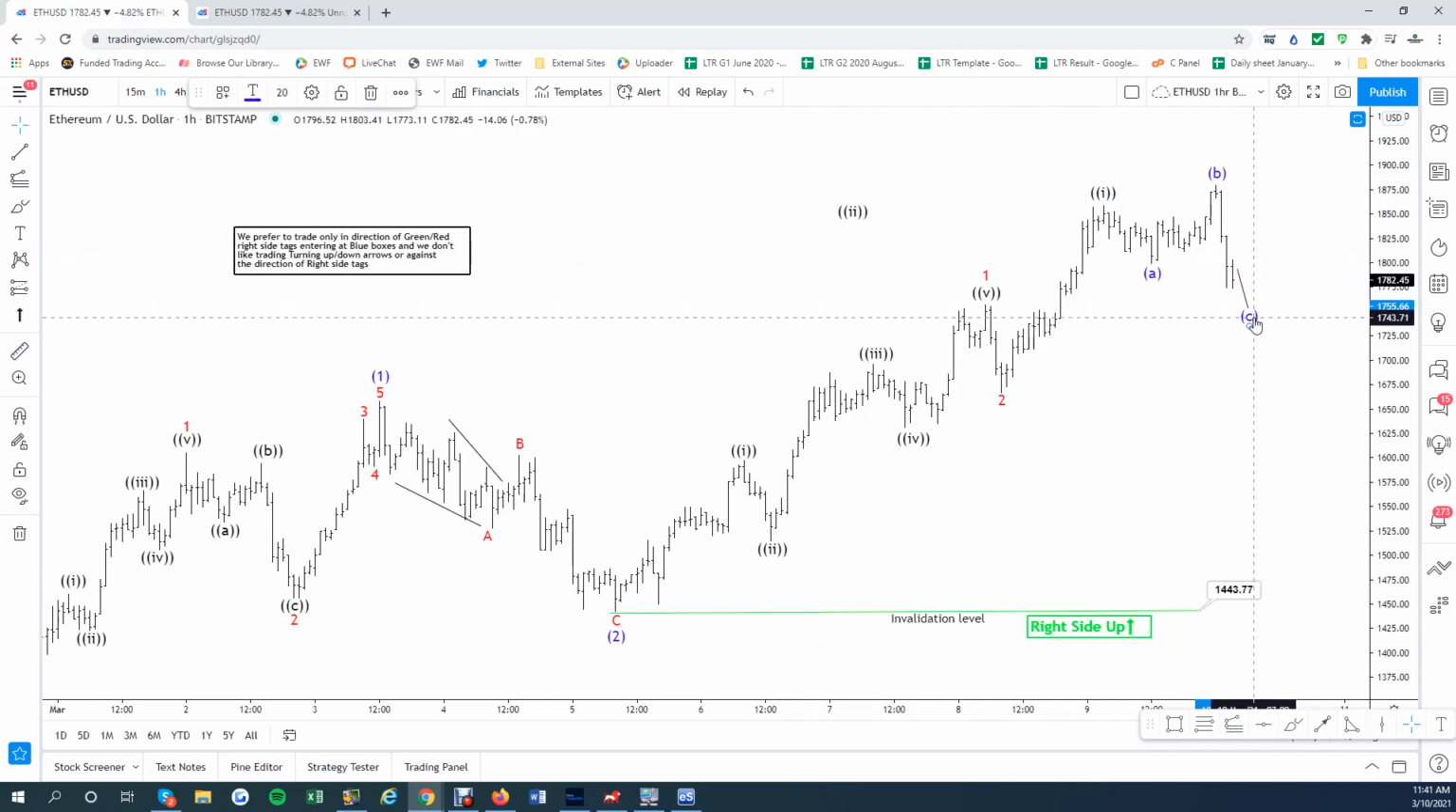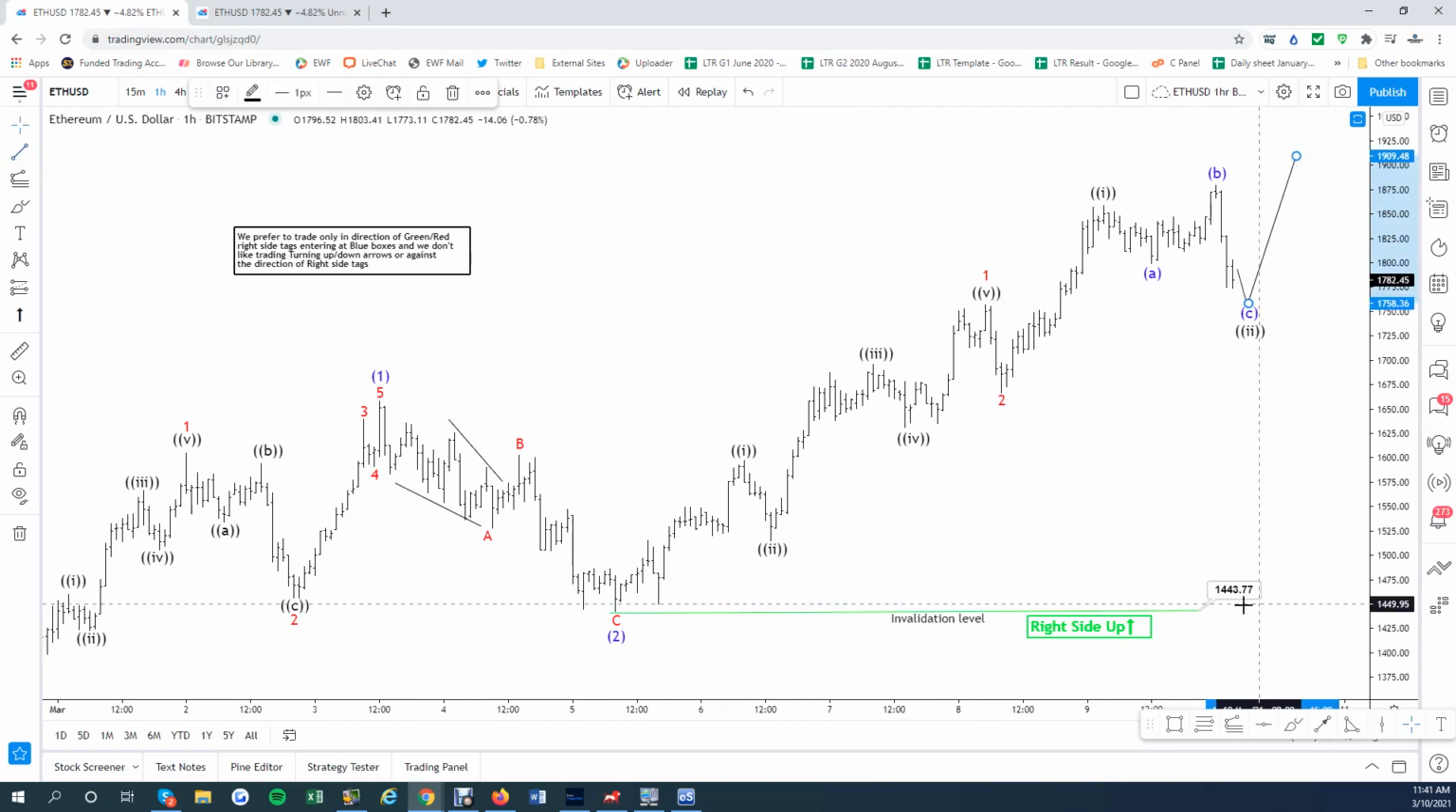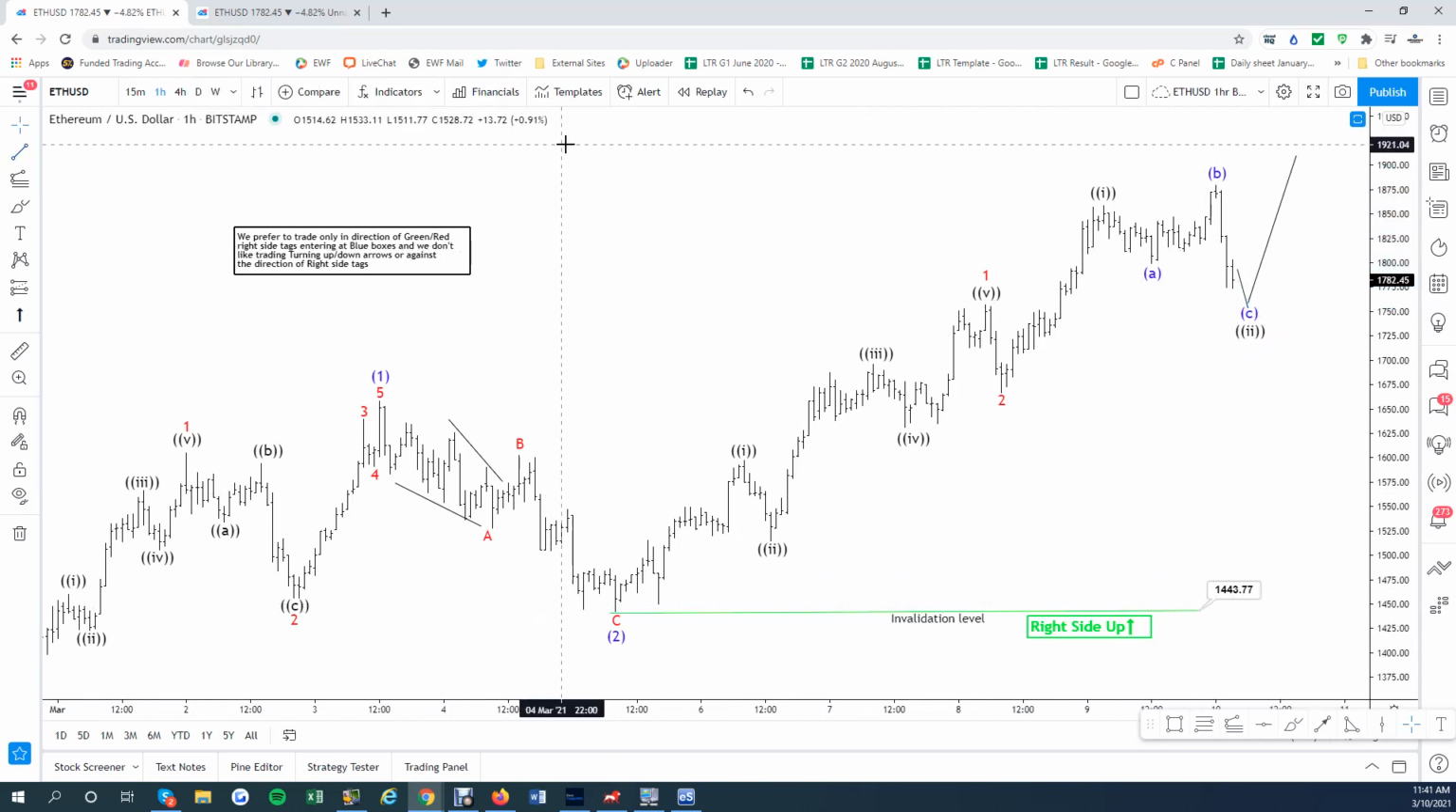So that is one option, just a short-term alternate, but still remaining bullish against this one. But now let's take a look at the larger degree.